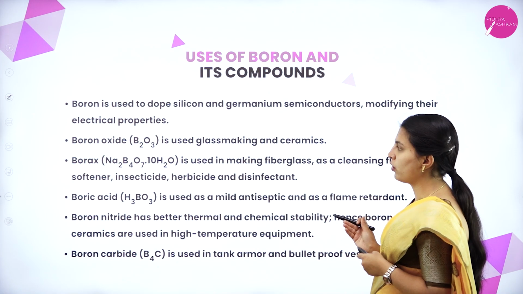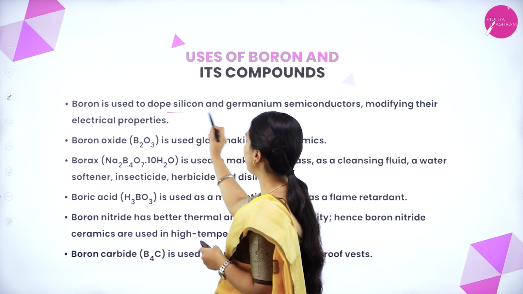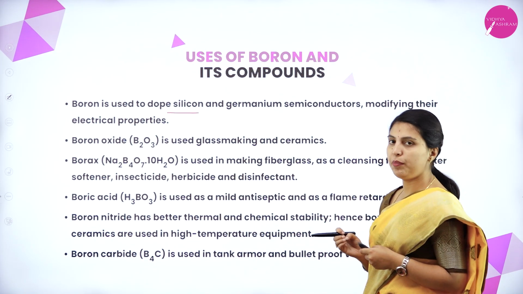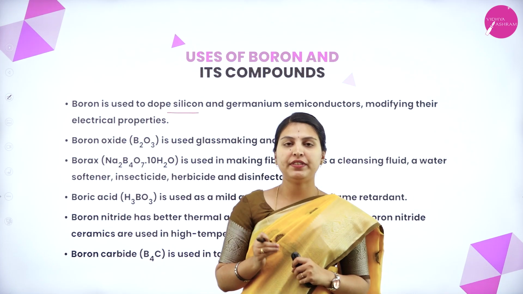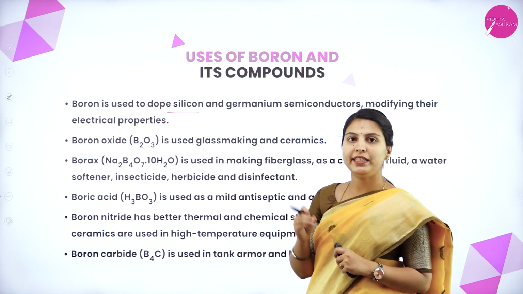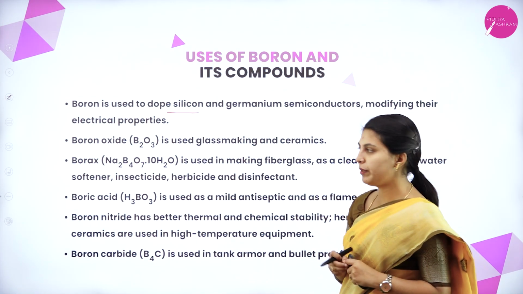Next, uses of boron and its compounds. Boron is used to dope silicon and germanium semiconductors, modifying their electrical properties. Doping means, in the physics concept, the introducing of impurities into intrinsic semiconductors. So that is called doping. For that, boron will be used.